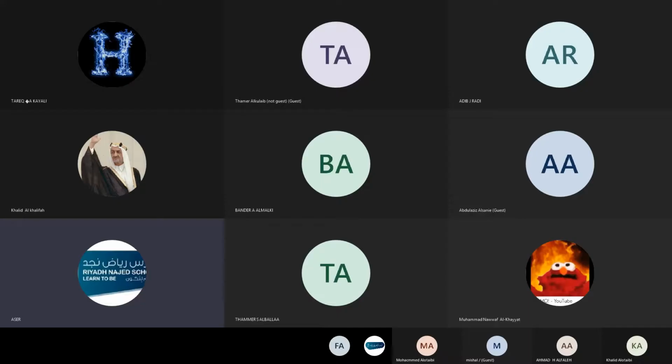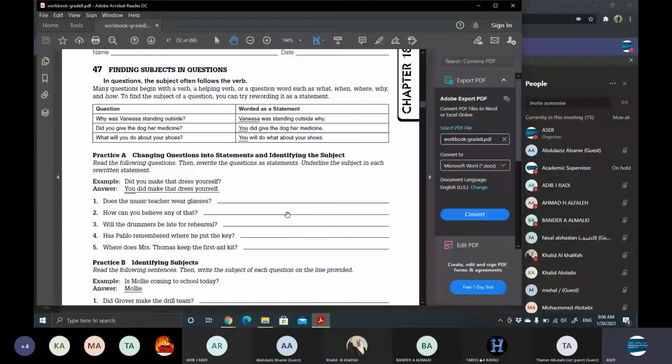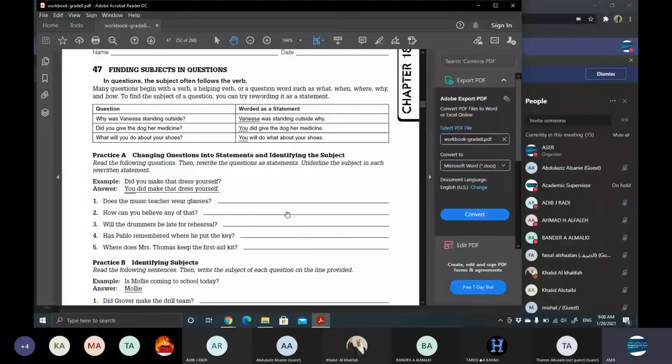Our grade 8 yesterday we have started by finding the subject in the command and also the request. Today we will start by finding the subject in question. Of course, the question is a little bit tricky because we alternate the auxiliary verb or the modal verb with the subject.